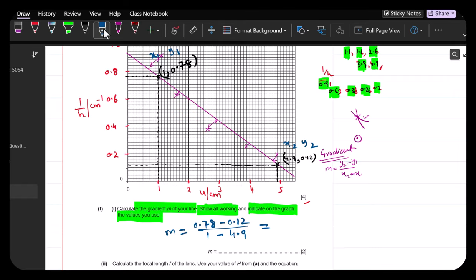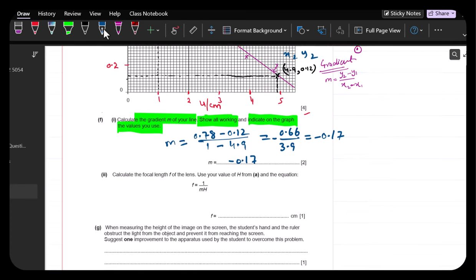So if you calculate, slope is decreasing, you will be getting the negative gradient here. So what the value is: 0.78 minus 0.12. This is 0.66 divided by 3.9. Negative sign will be there. So the answer is negative 0.17. So minus 0.17. So this is the gradient here. So we are done with this part.